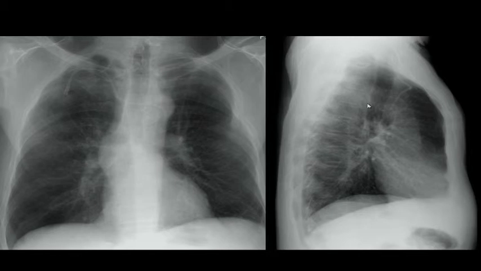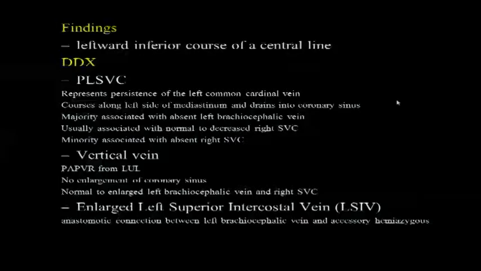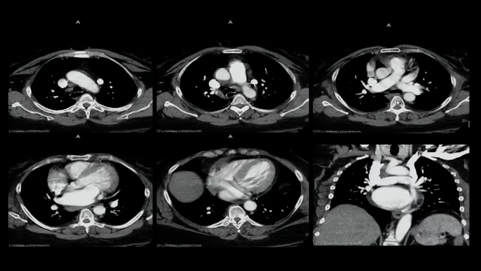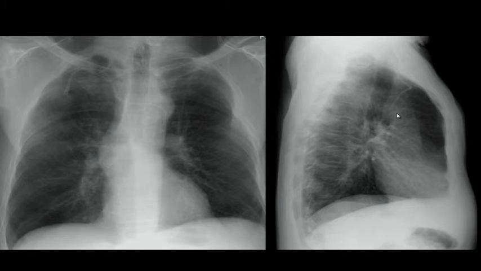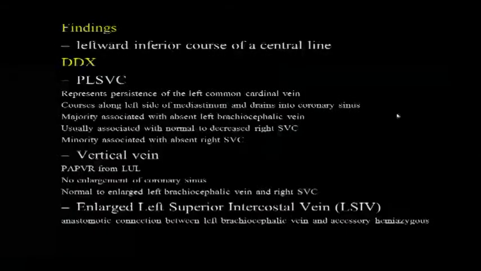So azygos origin, if you see on this plane on the CT, I will show you. Where is the azygos vein? The azygos vein will come like this, correct? It's posterior, right? This is the superior vena cava. The azygos is posterior, correct? That is why on the X-ray, the azygos will be posterior. The catheter tip will be like a J, like a hook towards the spine, okay?